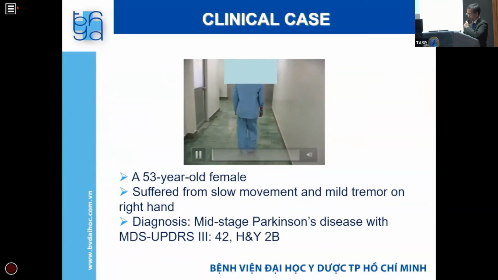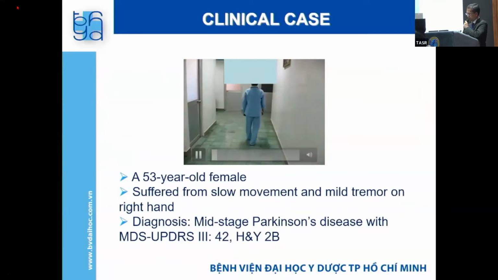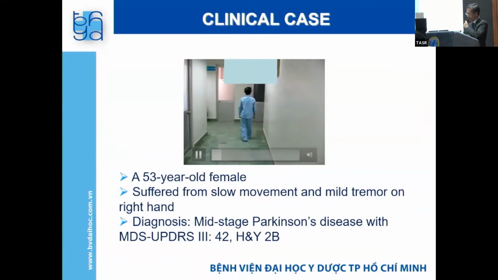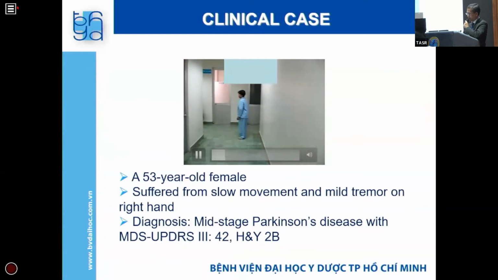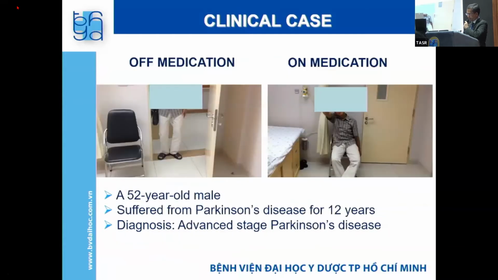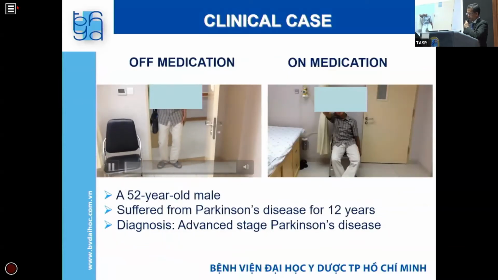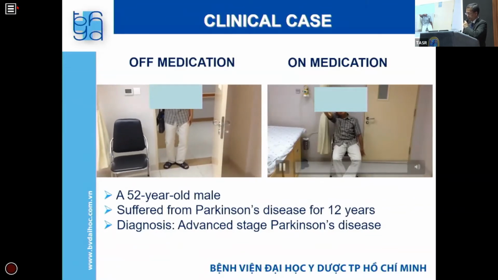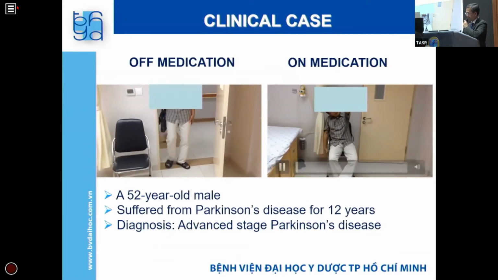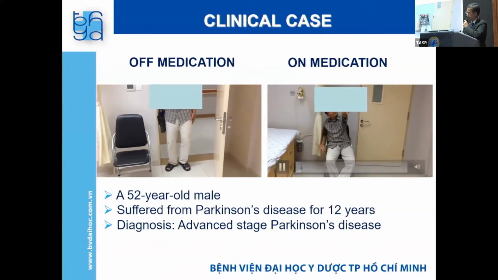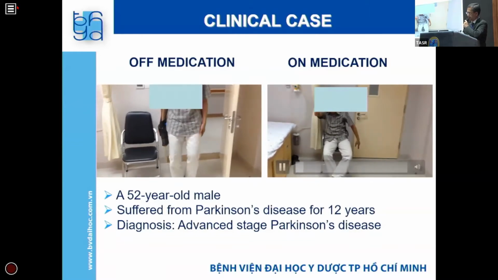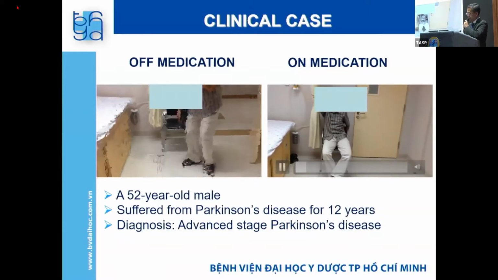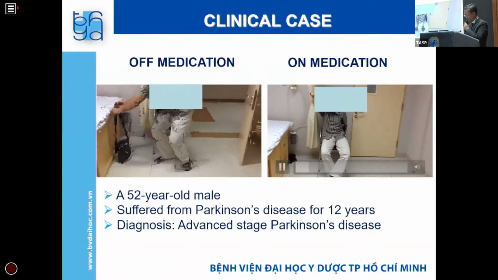And you can see here, this is a woman. She suffered from slow movement and mild tremor on the right hand, and she is diagnosed with mid-stage Parkinson's disease. And this is the third case. He has suffered from Parkinson's disease for 12 years, and now he has freezing of gait and dyskinesia on medication, and he is diagnosed with advanced stage Parkinson's disease.